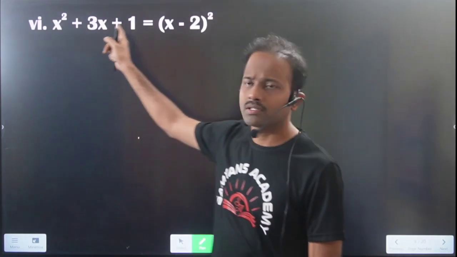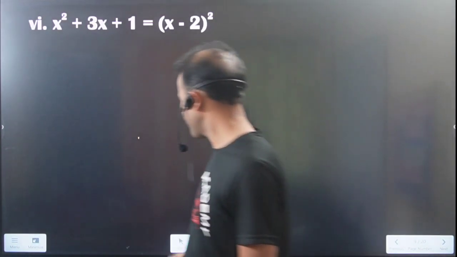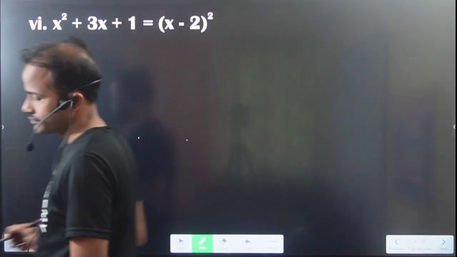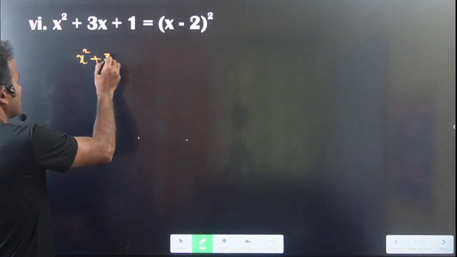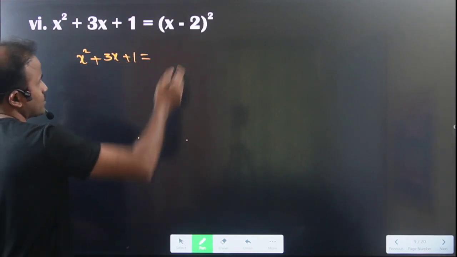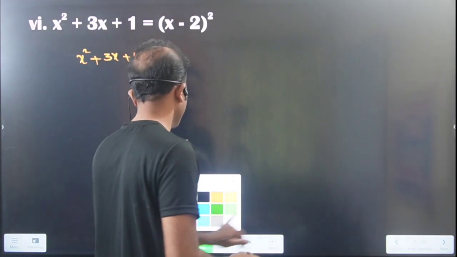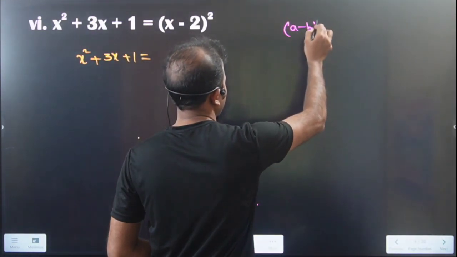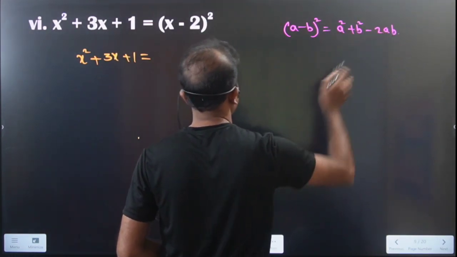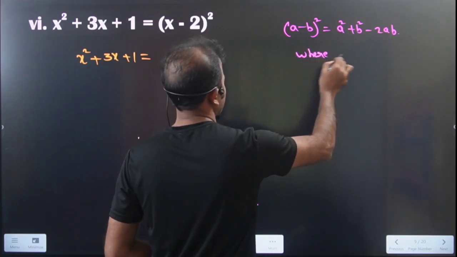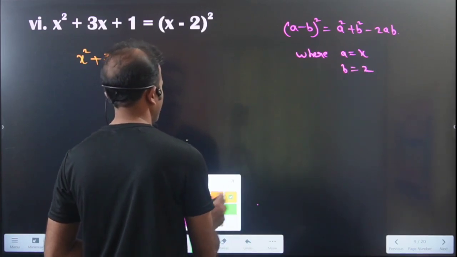x square plus 3x plus 1 equal to (x minus 2) whole square. Okay, now in this question just write as it is: x square plus 3x plus 1 equal to (x minus 2) whole square. You expand in the form of (a minus b) whole square. What is the formula of (a minus b) whole square? Yes, (a minus b) whole square formula is a square plus b square minus 2ab. Okay, what is a? Where a value assume as x, b value assume as 2. Okay, now you tell the answer.